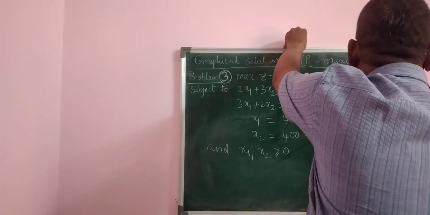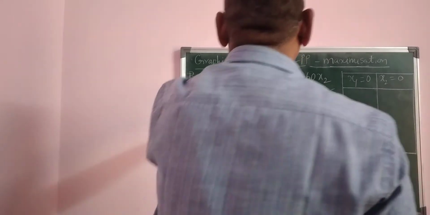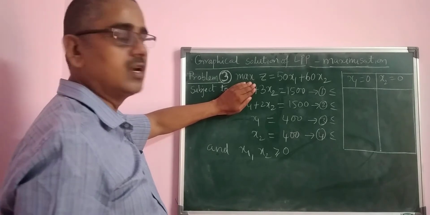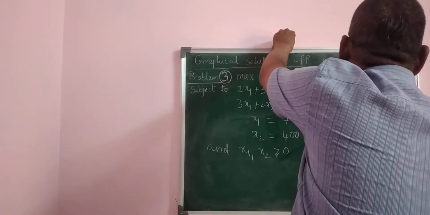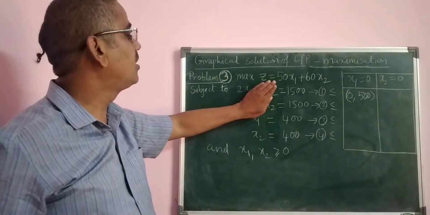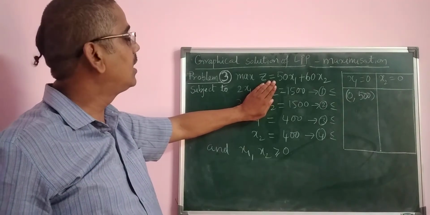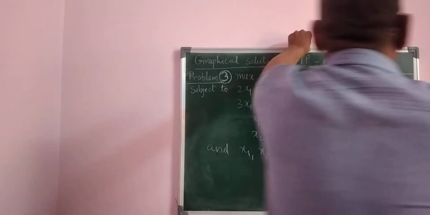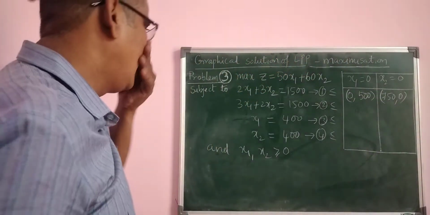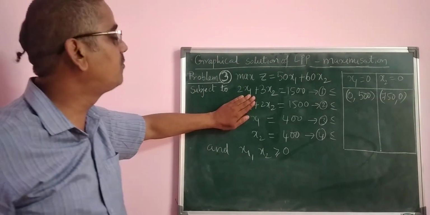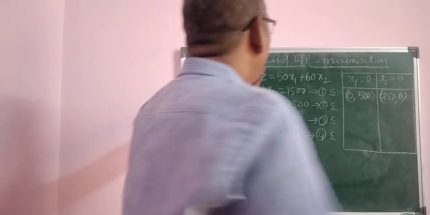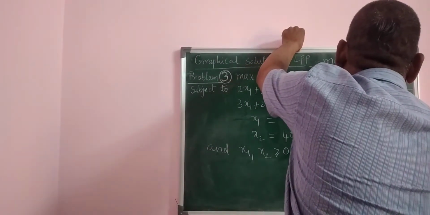That's what I am doing here by calculating with x1 is equal to 0. If x1 is equal to 0, that is 3x2 is equal to 1500, x2 is equal to 1500 by 3, that is 500. That is, it is (0, 500). And similarly, if x2 is equal to 0, 2x1 is equal to 1500, and x1 is equal to 1500 by 2, 750. So therefore it is (750, 0). And similarly, if x1 is equal to 0, 2x2 is equal to 1500, and then x2 is equal to 1500 by 2, 750. So therefore it is (0, 750).